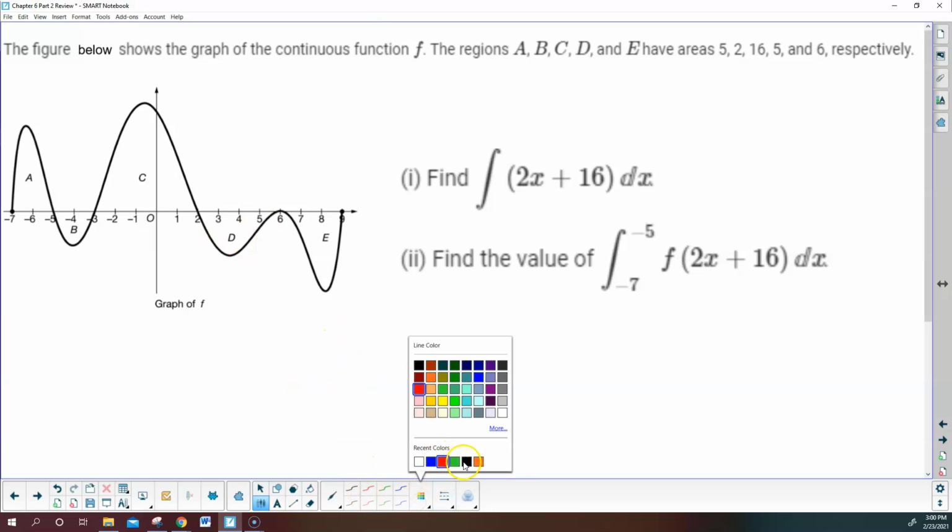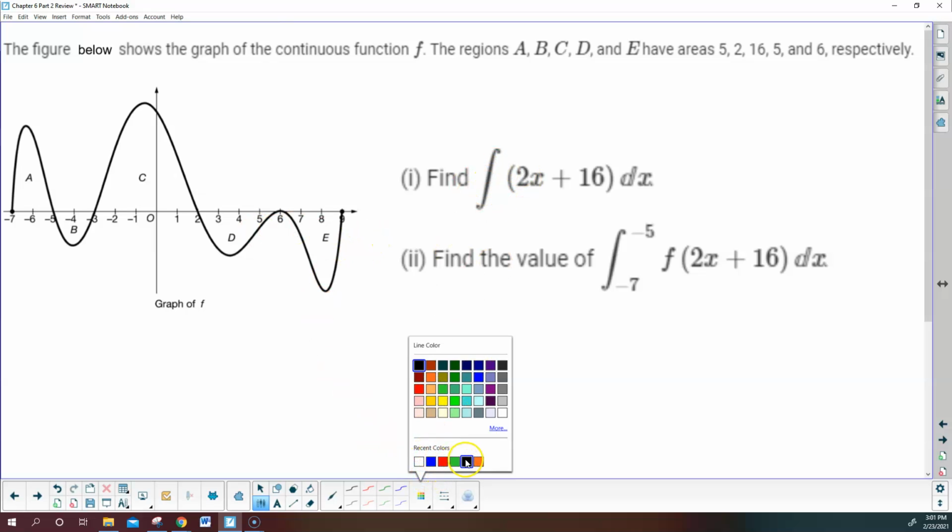All right, well, what do we got here? 2 parts. So the figure below shows the graph is continuous. It's a function of f. This is the graph of f. And the regions A, B, C, D, and E have the respective areas. However, they don't tell you which ones are positive or negative. You have to look at that from your graph.